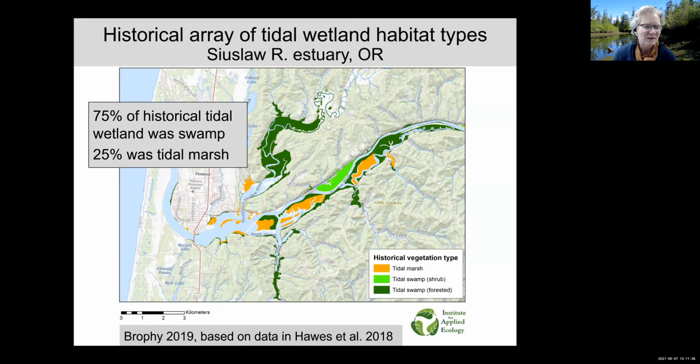Here's an example from the Siuslaw River estuary. 75% of the historical tidal wetland area was swamp, mostly forested. 25% was tidal marsh.